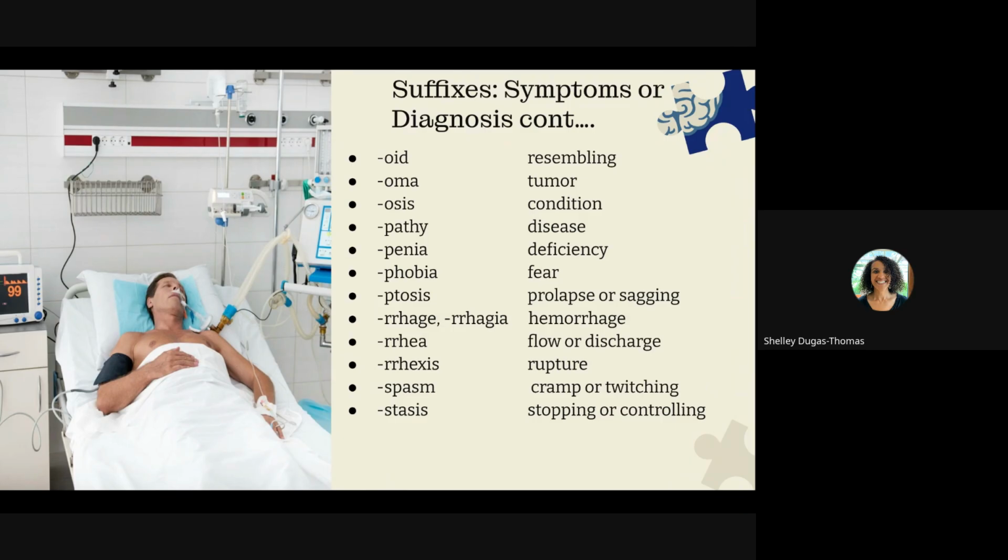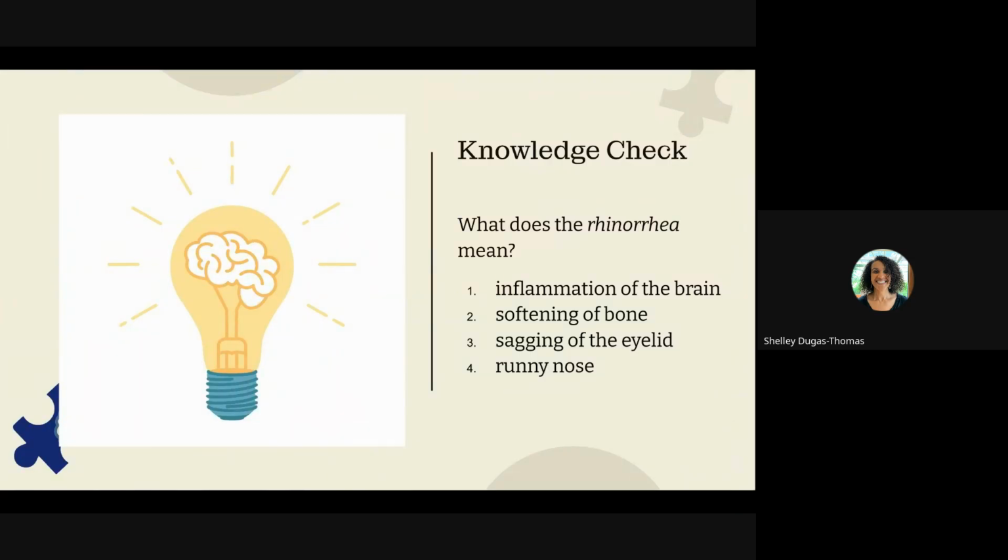So this list includes some of the more complex physiological processes, such as a hemorrhage, a rupture. Understanding this allows you to decode the severity of a patient's situation quickly. We'll talk more about that when we talk about the difference between chronic and acute conditions. So here's another knowledge check for you.